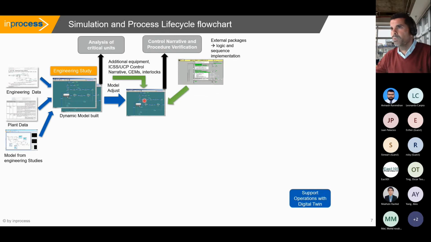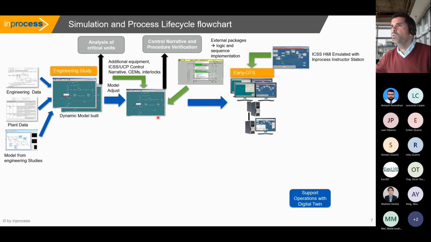What we are trying to provide to you finally is reusing this model, not only for process engineering studies, but also to start talking and to start iterating and evolving and reusing this information also for operations, in the way that we are first testing the control narrative and procedure verification, right? Later on, we will put some details on this.